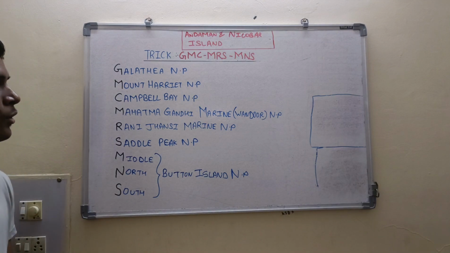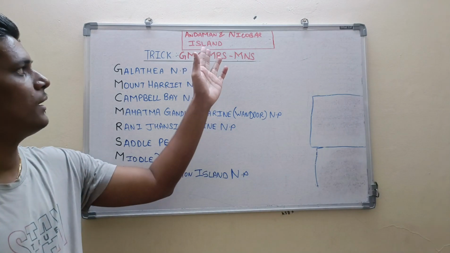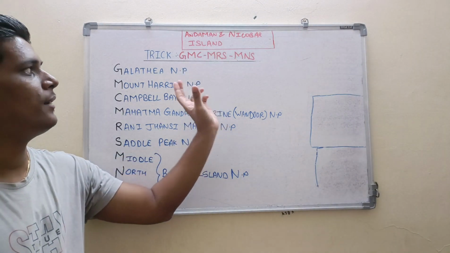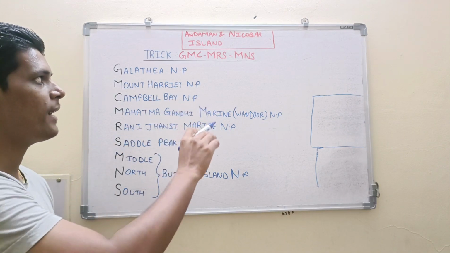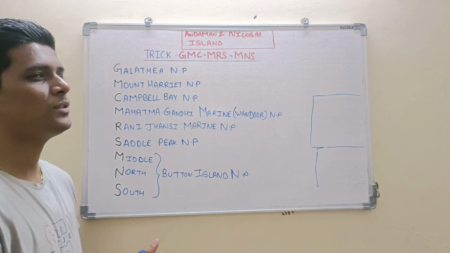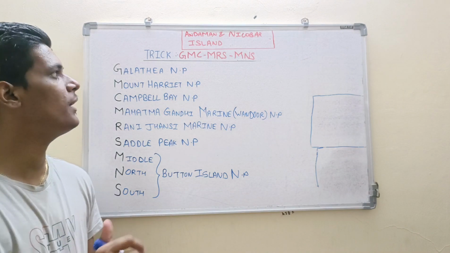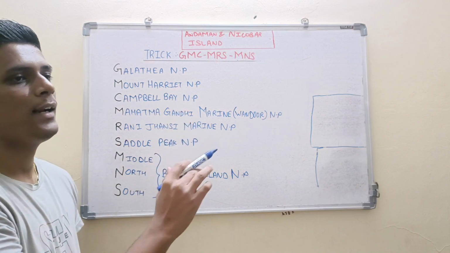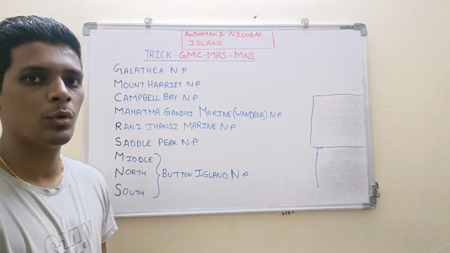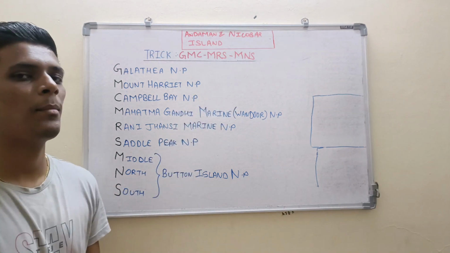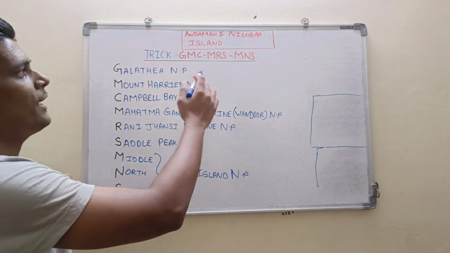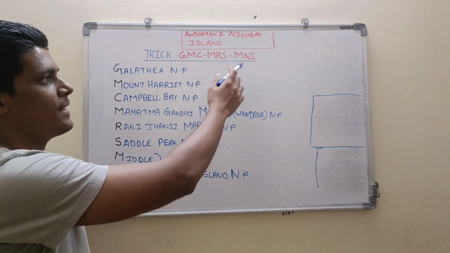Okay, so friends, see, the code for Andaman and Nicobar Islands National Parks is GMC, MRS and MNS. If you remember it in a funny way, that Andaman and Nicobar Islands National Parks have a brand name, you can remember its brand: GMC, MRS and MNS. You can remember brand names, right? So the Andaman and Nicobar Islands brand name is GMC, MRS and MNS.